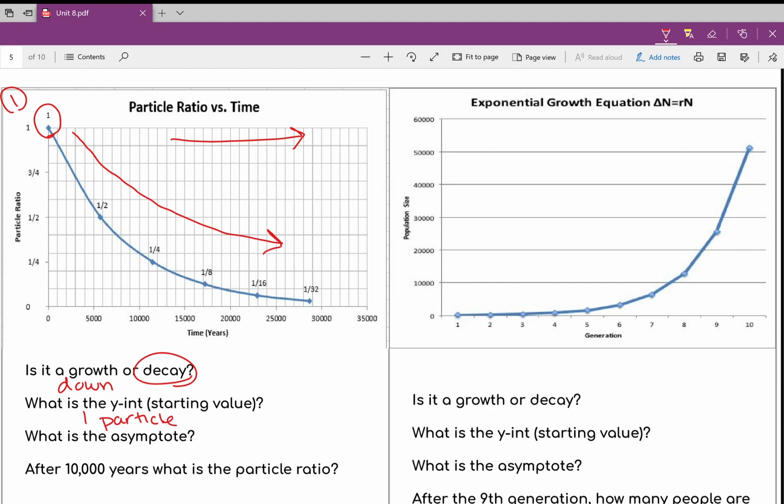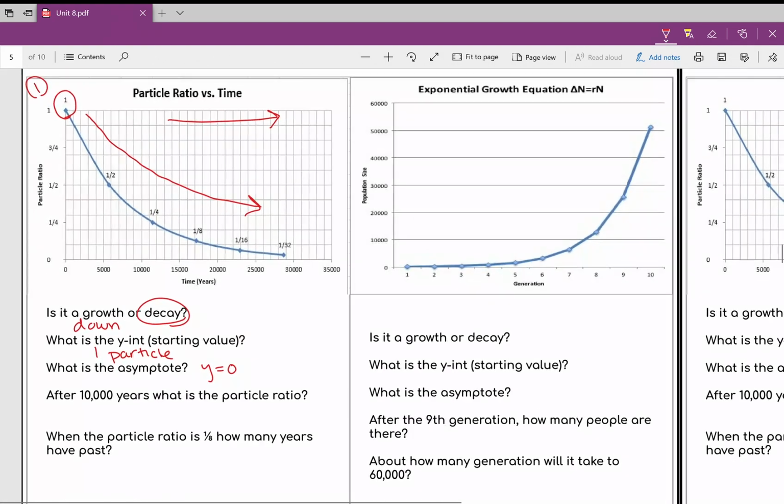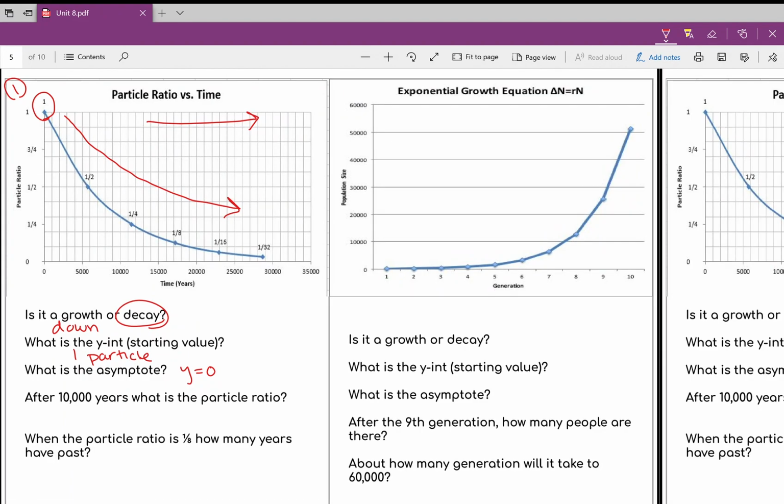Okay. Then it says, what is the asymptote? Remember in Algebra 1, the asymptote is always y equals 0. Okay? Then it says, after 10,000 years, what is the particle ratio? So remember, right here at the bottom, it says years. So we're going to find 10,000, and then we're going to go up to see what the particle ratio is.